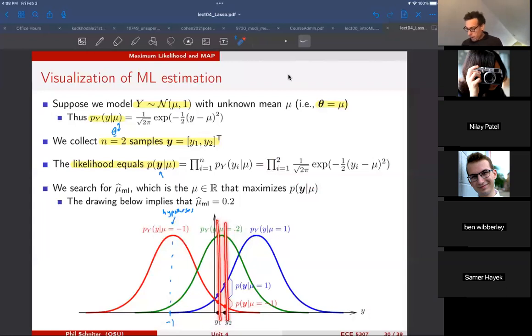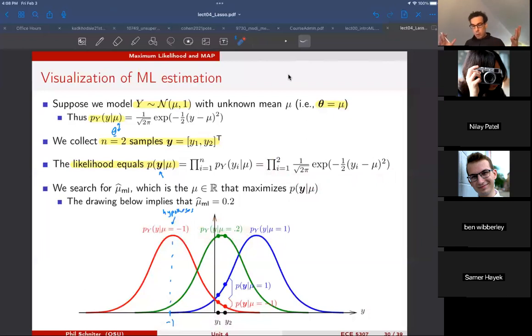If I'm focusing on those two values of y and I slide that green curve to the right, maybe one of them would go up a little bit, but the other would go down. And when I take their product, it would actually be a lower value than this. There's really no way to make the product of those two dots higher for any possible shift of mu different than this. So this is going to be the maximum likelihood estimate of mu, 0.2, because that gives the highest product of those things. Yeah, that's right. Currently at the max, exactly.